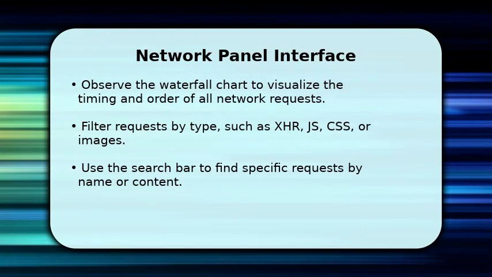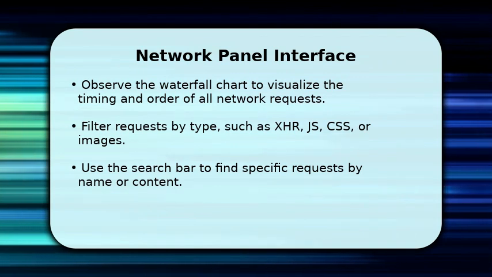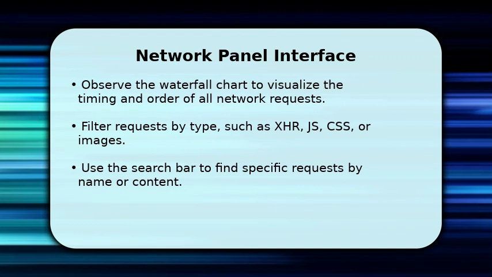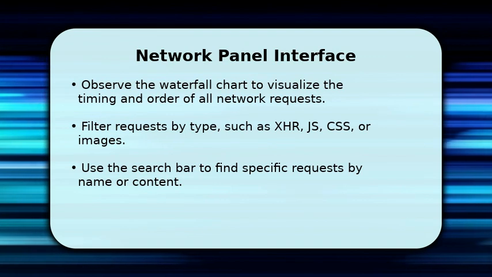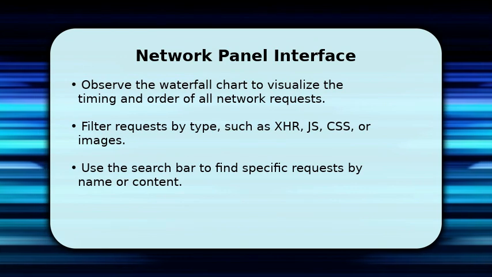Once you're in the Network tab, you'll see a powerful interface. The waterfall chart visually represents the timing of each request, showing you exactly when resources load. You can easily filter requests by type, such as XHR, JavaScript, CSS, or images, to focus your analysis. There's also a search bar, allowing you to quickly find specific requests by name or content. Understanding these elements is key to navigating the panel efficiently.